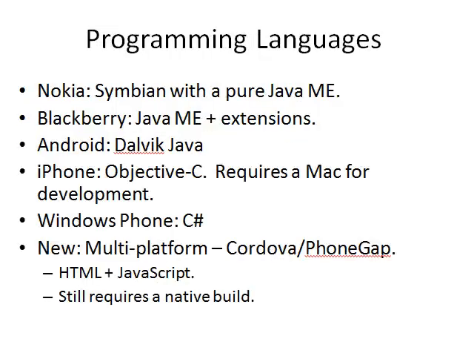Programming languages. Here's something interesting. We talked about Android, which is Java, but it's kind of a specialized flavor of Java called Dalvik. Android says it's because it's tuned for the mobile device. So it's not really a pure Java. Look at two of the others, though. Nokia, Symbian. So this is the older Nokia. Symbian used Java. BlackBerry used Java plus extensions.